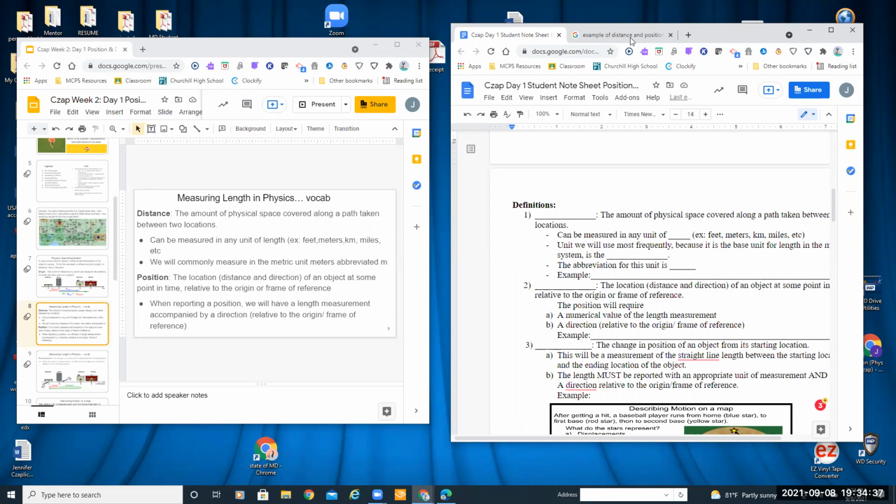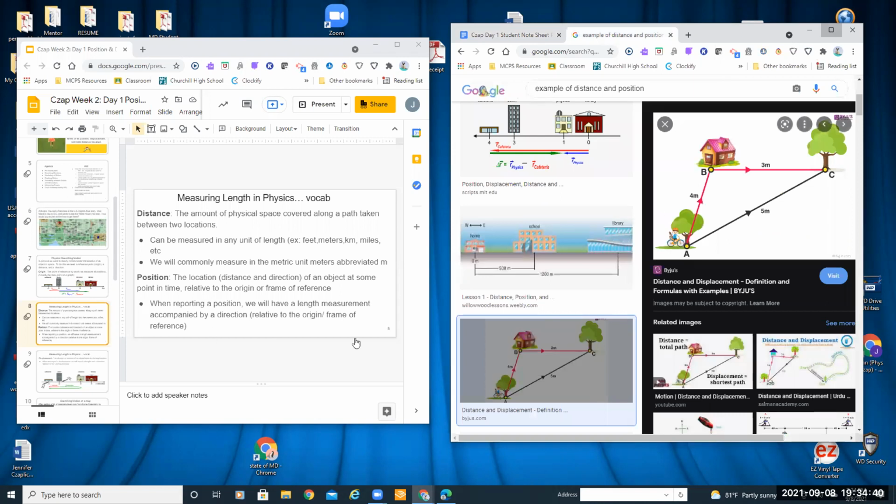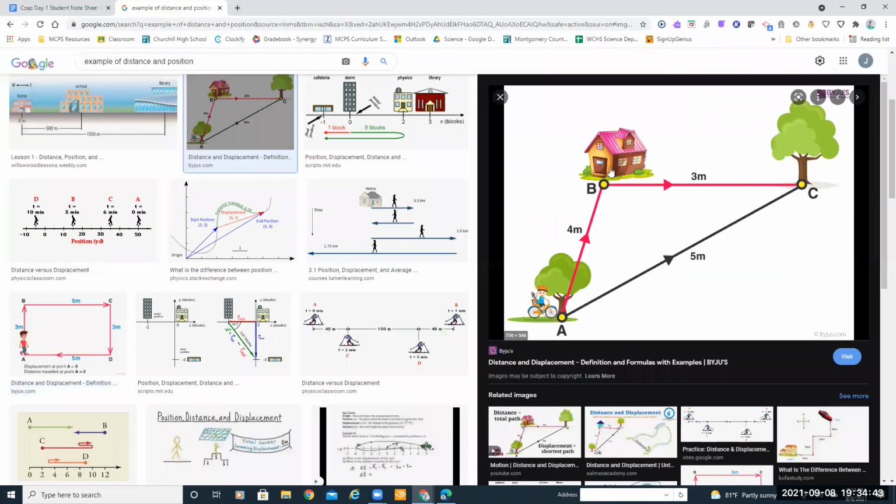So let's give an example of a distance. If I travel from A to B, from the tree to the house, I go 4 meters. If I travel from the small tree to the large tree to C, from location A to C, I have 2 paths I can take. I can take a straight line path, which is 5 meters long, or I can go to the house and then I can go to the tree, which would take me 7 meters. So that's a distance. Notice I'm not telling you which direction I'm going or anything. I'm just telling you a measurement of length.